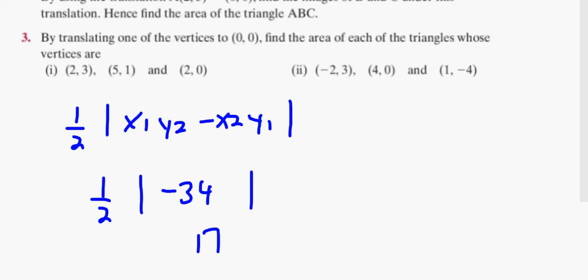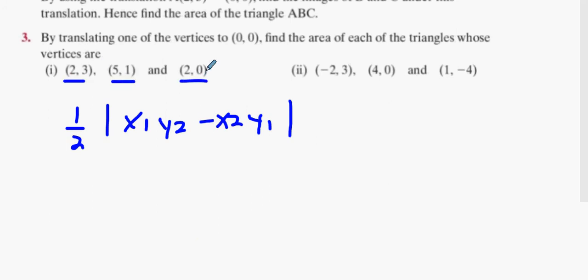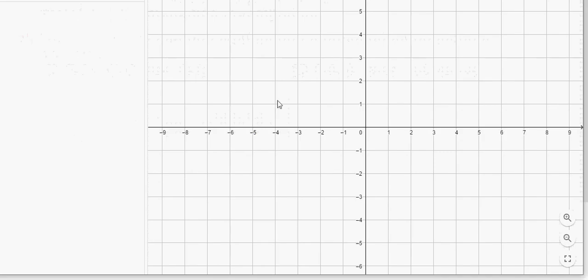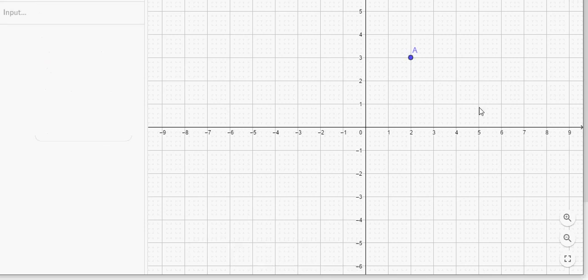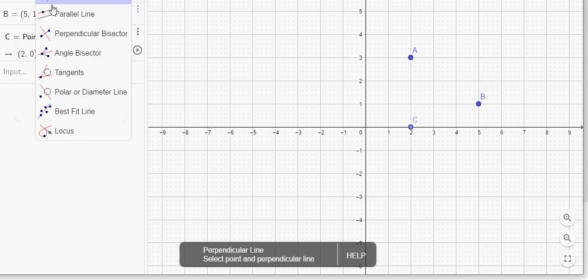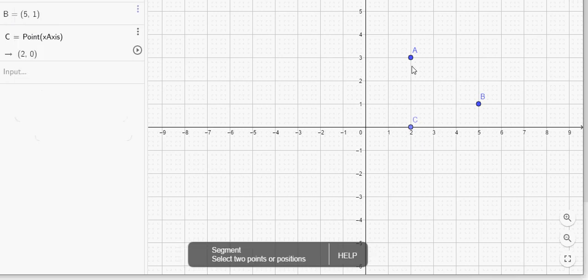Now, what's the issue with only having an x1 and y1 and x2 and y2? How many points do you see? You see 3 points, and you're like, that's not great. Which ones do I put in? So here's the deal. Phelan, call out those 3 points for me now, please. 2, 3. 5, 1, and 2, 0. Your triangle is this triangle here.